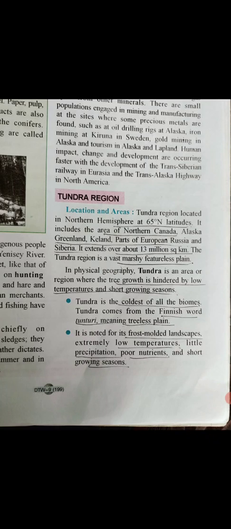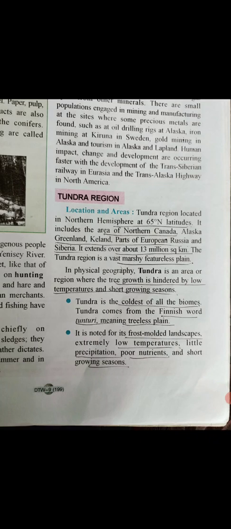Okay, in physical geography, tundra is a region where the tree growth is hindered by low temperature and short growing season. So basically it can be defined as a region which is characterized by the low temperature and short growing season, and hence absence of any vegetation. Okay, tundra is the coldest of all the biomes. The temperature of tundra region is the coldest among all, and the word comes from the Finnish word, Finnish meaning from Finland, tunturi, which means treeless plain. It means there is no tree here, and it's noted for its frost molded landscapes.